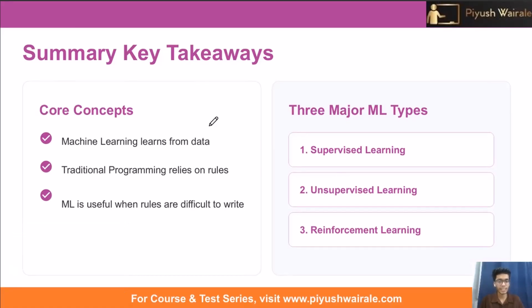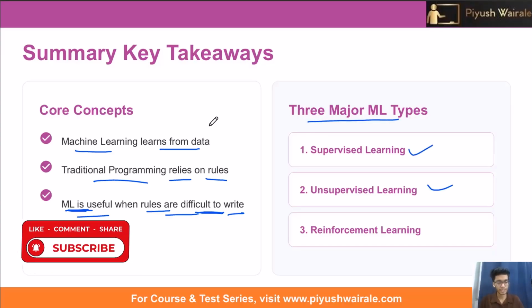So the summary and key takeaways from this lecture are: machine learning learns from data, traditional programming relies on rules, ML is useful when rules are difficult to write. Okay, when there are too many possibilities and you can't give explicit instructions. Okay, and there are three major ML types: supervised learning, unsupervised learning, and reinforcement learning. We will mainly focus on these two.